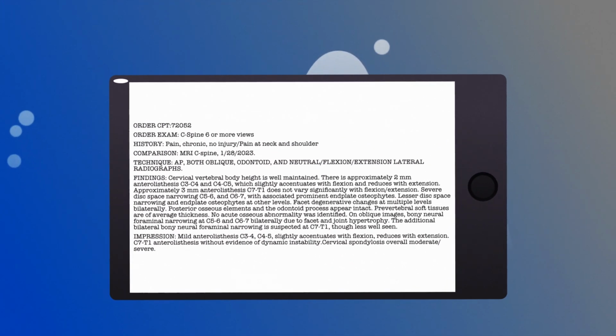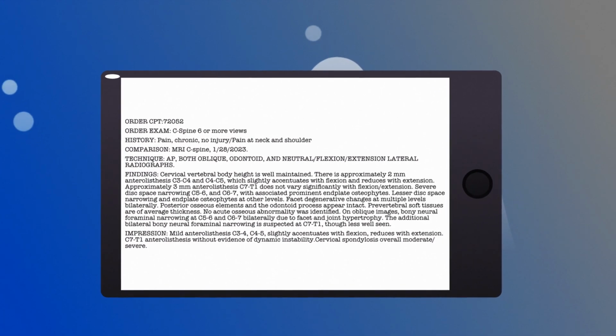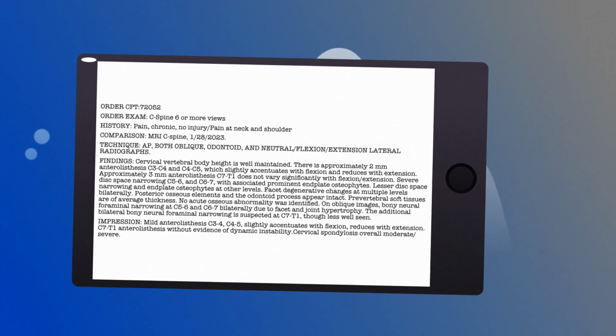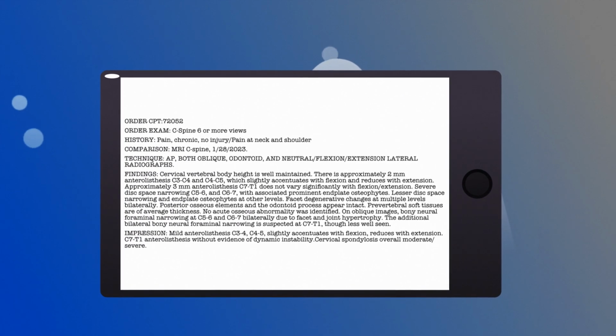Chart example. Order exam: C-spine, 6 or more views. History: pain, chronic, no injury, pain at neck and shoulder. Comparison: cervical MRI dated 1/28/2023. Technique: AP, right and left oblique, odontoid, open mouth, neutral lateral, flexion and extension lateral views.